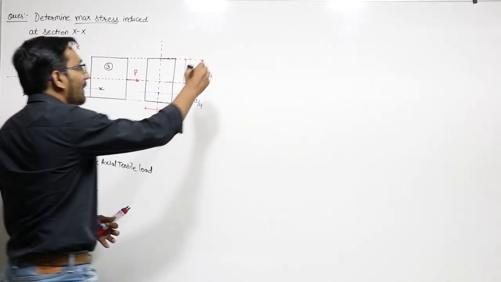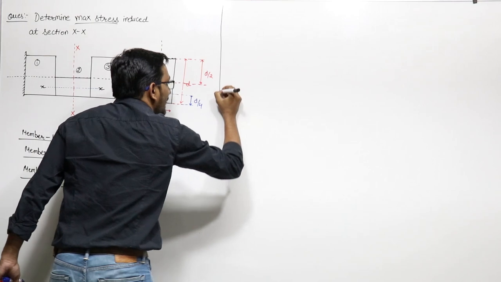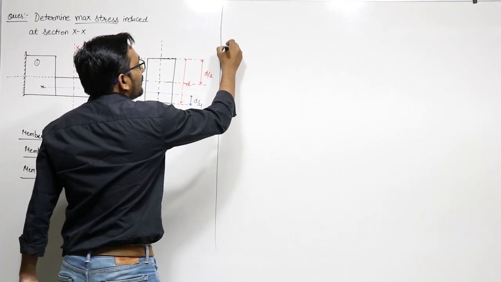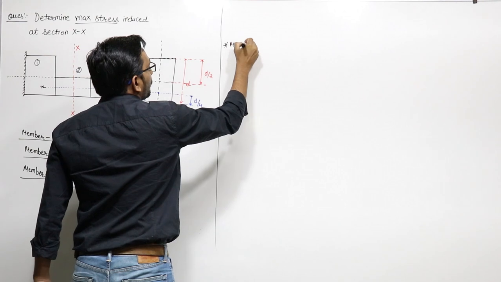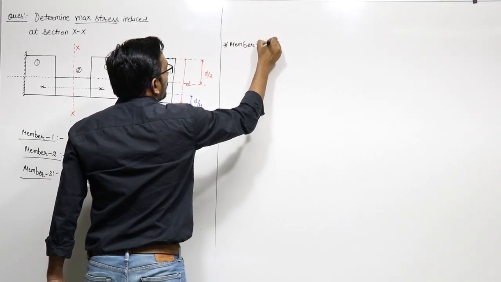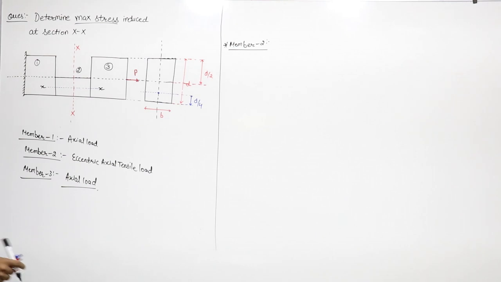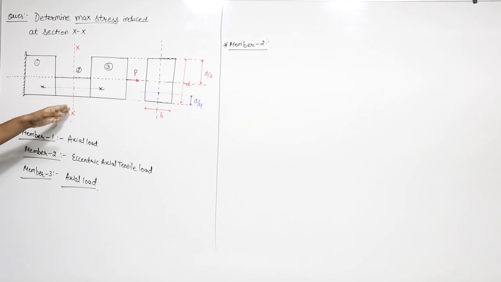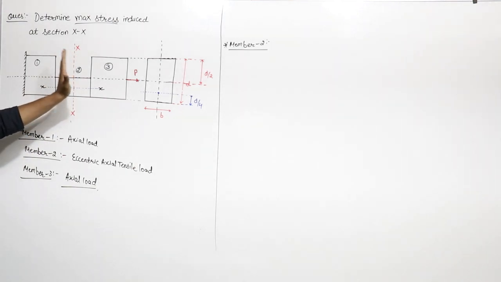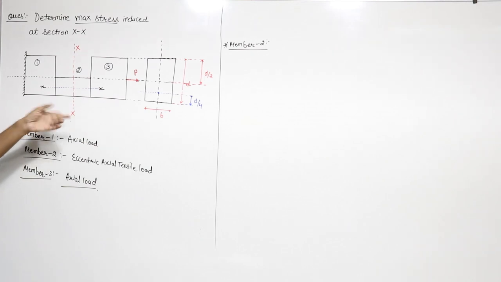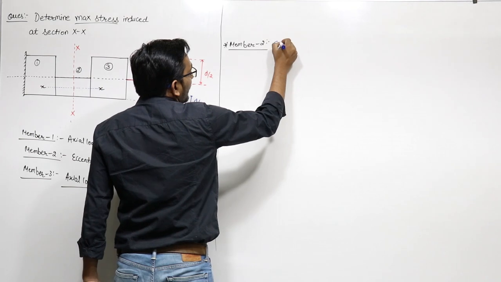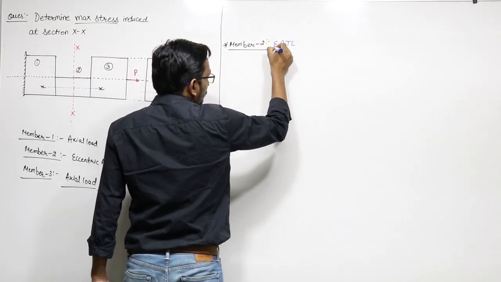We have to find the maximum stress at section XX, and this section is on member 2. So we are only considering member 2, because we have to find the stress at this section, and this section is present on member 2. So we are only concerned about member 2. For member 2, this is an eccentric axial tensile load.